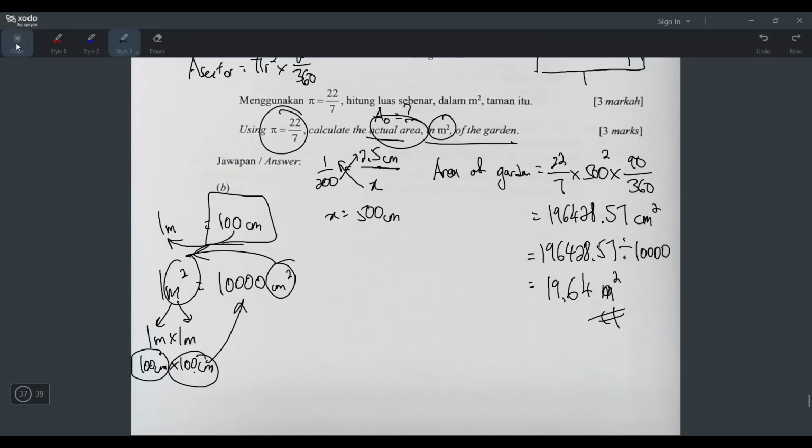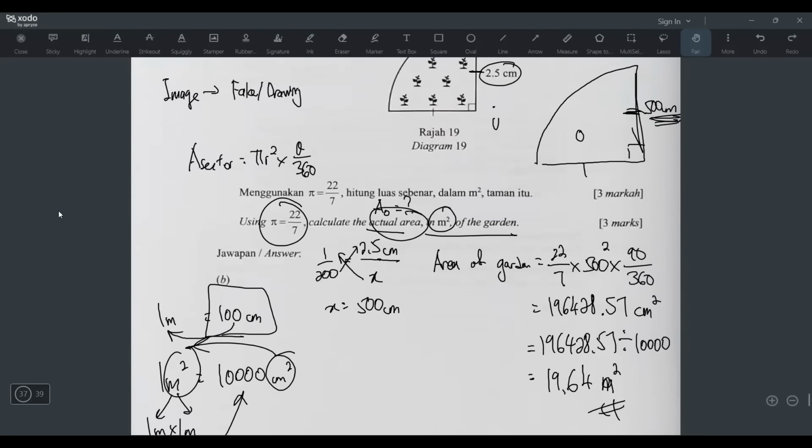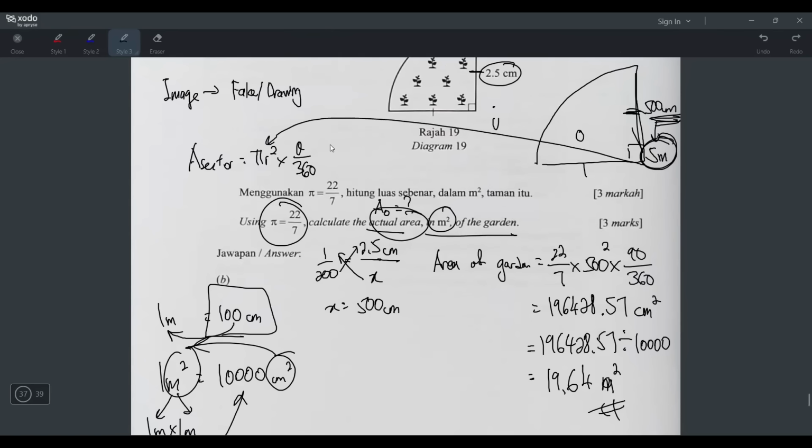Okay, let me tell you another way to do it. Another way to do it is you convert the 500 cm to meter first, which is 5 meter, because you divide by 100. And then only you use the formula. Then you put into the formula, it will become 22/7 times 5 square times 90 over 360. And if you press this, you will straight away get in meter square.